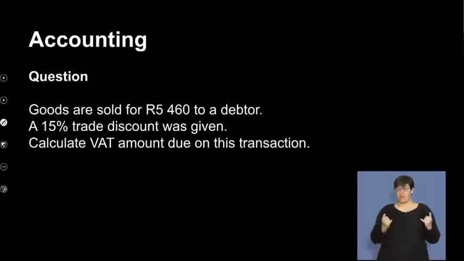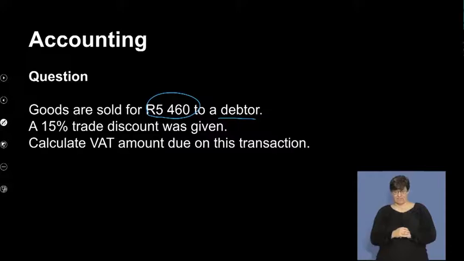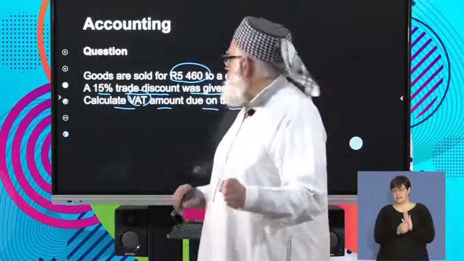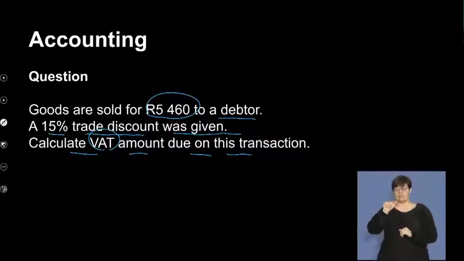Right, we come to a calculation now. It says here, goods are sold for 5,460 to a debtor, right? A 15% trade discount was given. Calculate the VAT amount due on this transaction. Right, step number one. We sold goods for 5,460, but we had given the debtor a trade discount.